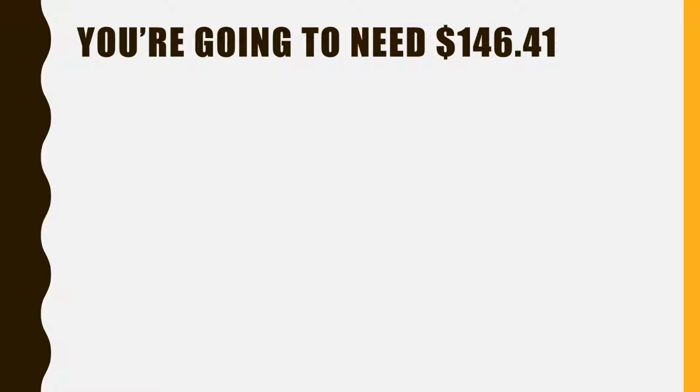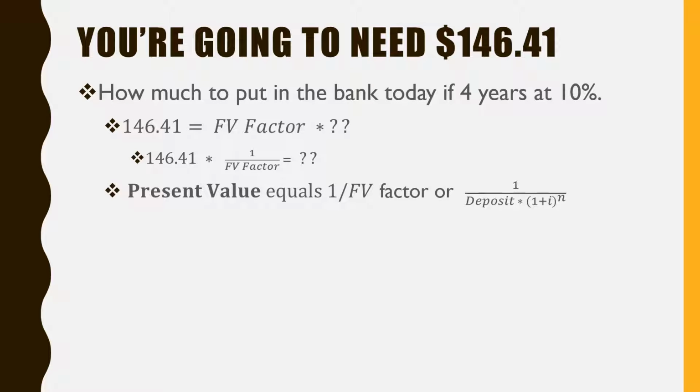Let's do the opposite then. Say now you know you're going to need $146.41 in 4 years. Now we know from what we did before, the answer is put $100 in the bank today, but let's see if we can use algebra to get us there. We know 146.41 equals that future value factor times some amount, and so we could solve for the sum amount and come up with 100. So just moving things around, the amount of that we're going to need, the 146.41 times 1 over that future value factor, would give you the amount you need today.